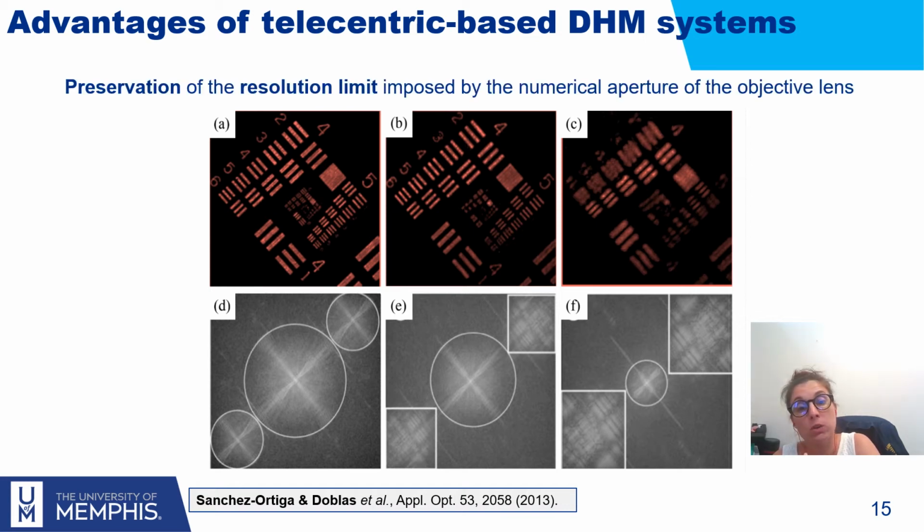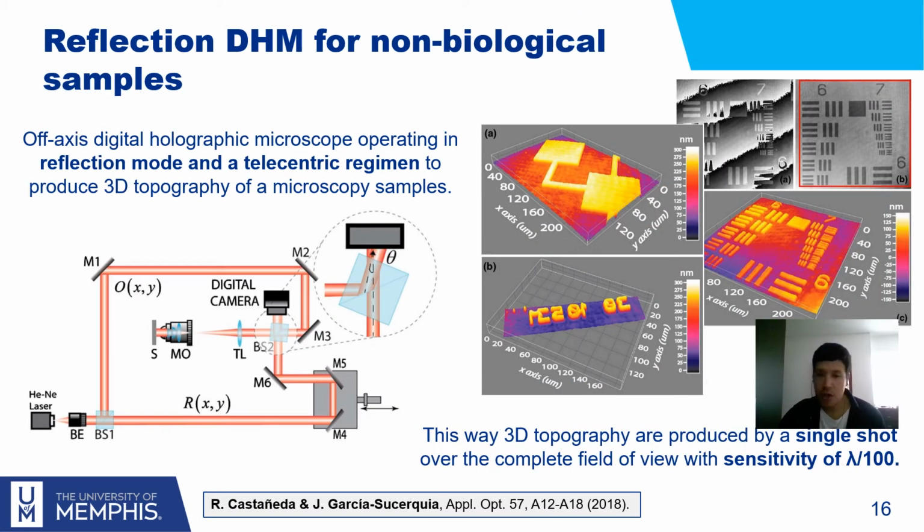In other words, you want to preserve the resolution, you want to have a DHM system with the highest accuracy across the field of view and with minimum computational methods. Your system to be implemented is a telecentric DHM system. Okay, but we also can have a telecentric DHM system working in reflection mode. That is essentially for non-biological samples.